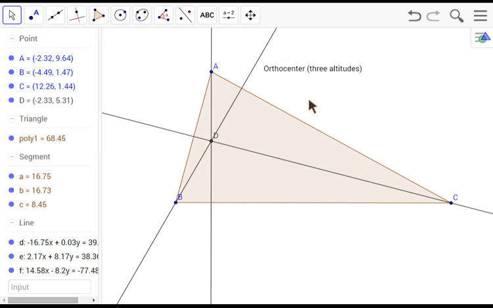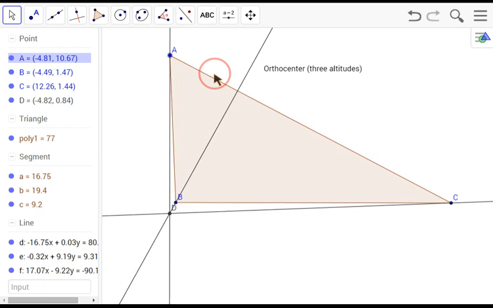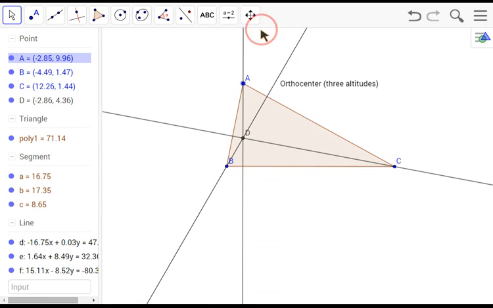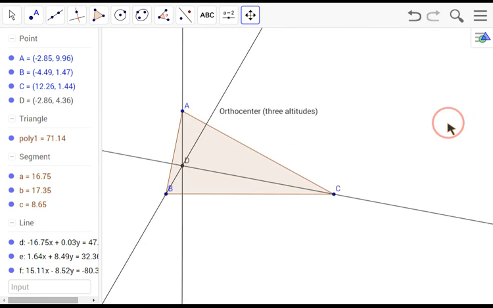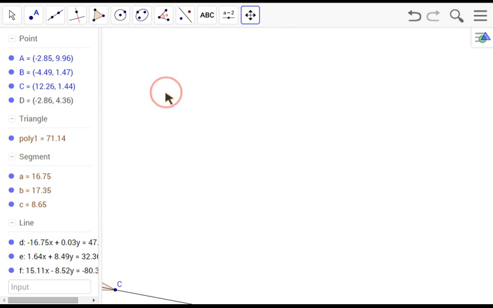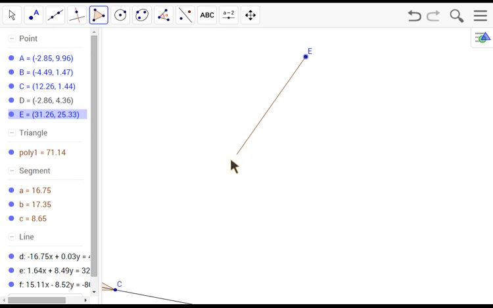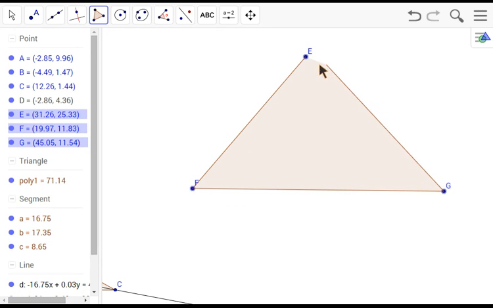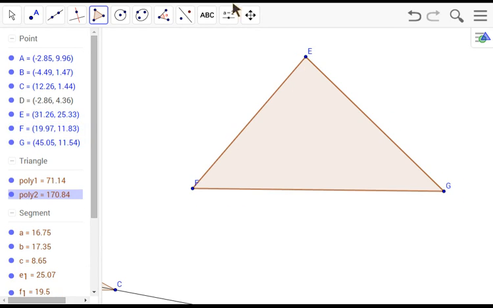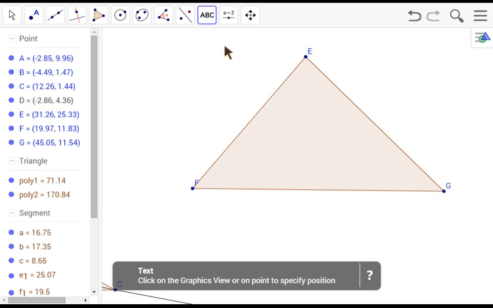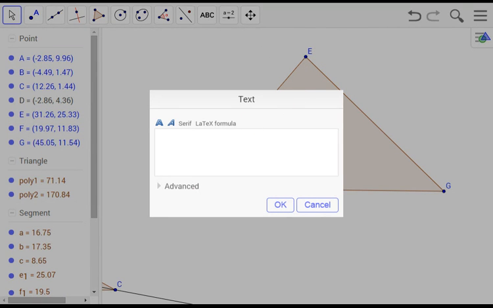Anyways, on to the next. Go ahead, you can zoom out a little bit, move the graphics view to the side, make another triangle. This one's going to have a few more steps to it. And this one is going to be called the centroid.